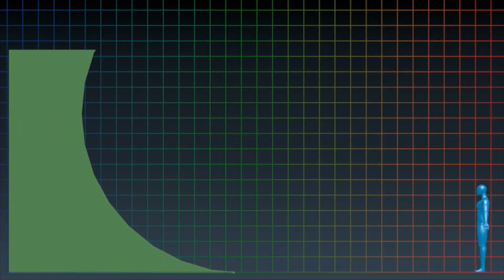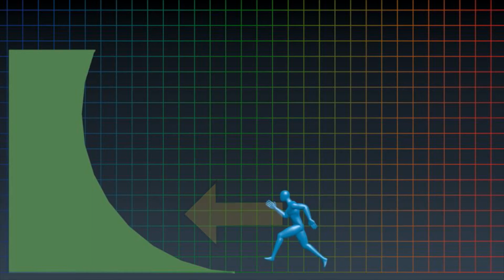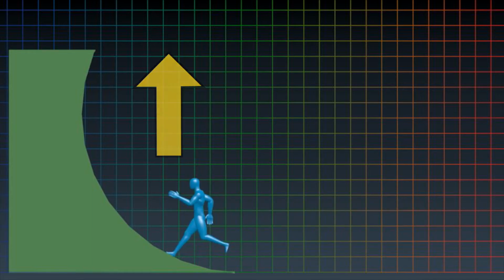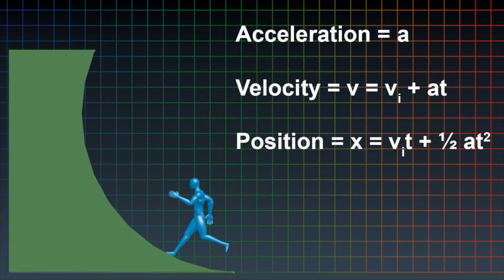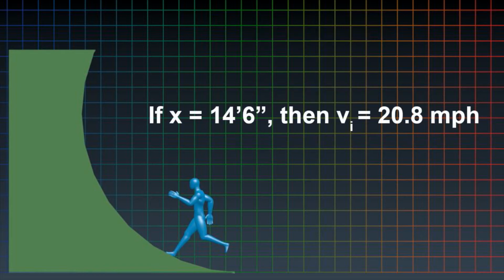So does that mean the secret to the warped wall is running headlong into the wall as fast as you can? Well, not quite. And we can prove that with a little thought experiment. If we assume that our horizontal momentum is perfectly conserved into our vertical momentum, and using the equations of motion, we can find out that if our wall is 14.5 feet tall, we need an initial velocity at the base of the wall of 20.8 miles an hour. And that sounds doable, right?